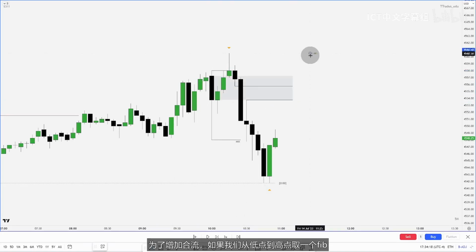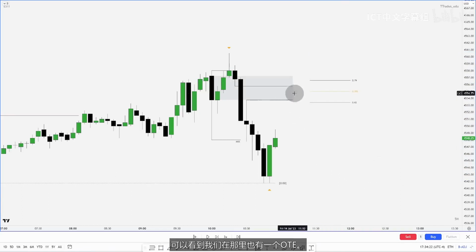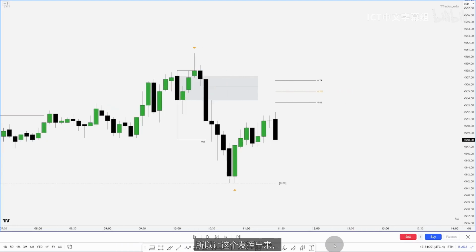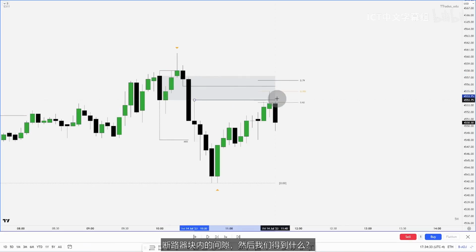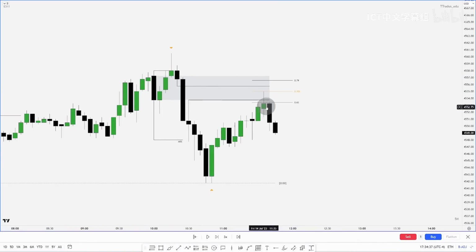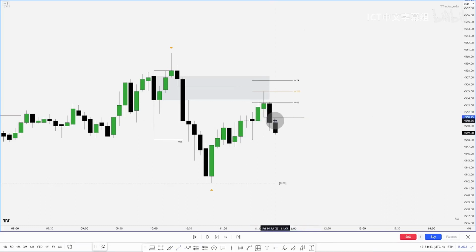For added confluence, if we take a fib from low to high, we can see we also have an OTE right in there. So letting this play out, you can see price comes over, touches the OTE in a fair value gap within the breaker block. And what do we get right after that? We get displacement out of it, and you can see how the bodies respect the breaker block and fair value gap.